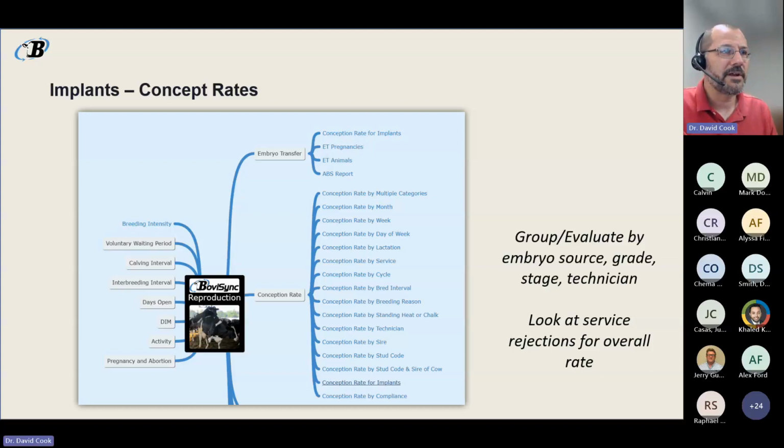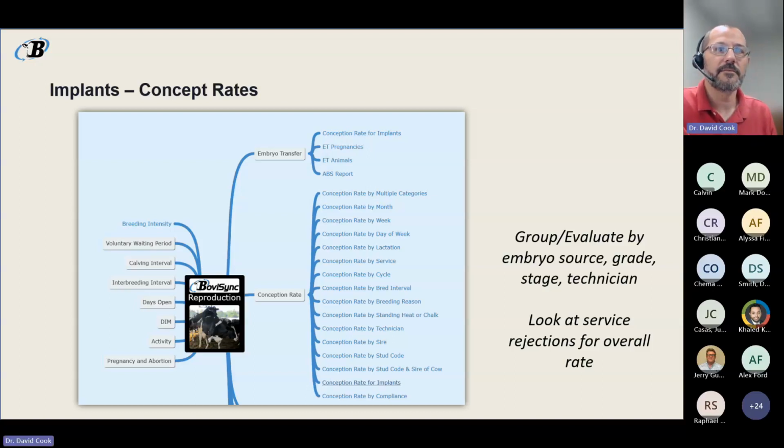Another one I was just going to point out, not going to really drill into these reports too much, is implants. Here we have conception rates for different implants. Within that report map, if you go to reproduction, this top one here for embryo transfer, there are a few different reports. Within conception rate, you can also look at conception rate for implants. Within those reports, you can evaluate by embryo source, grade, stage, technician, all these different factors you want to look at.